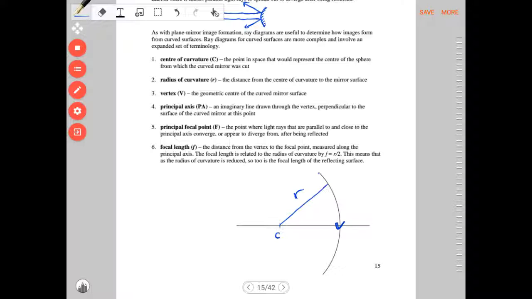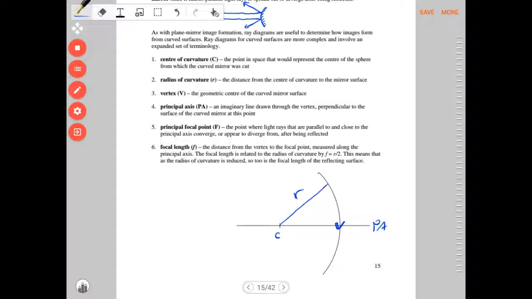The principal axis, or PA, is the imaginary line drawn through the vertex perpendicular to the surface of the curved mirror at this point. So this little line is the principal axis.